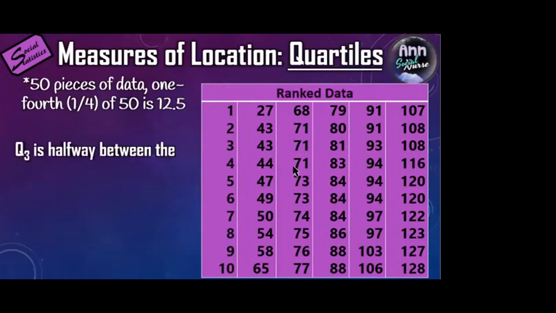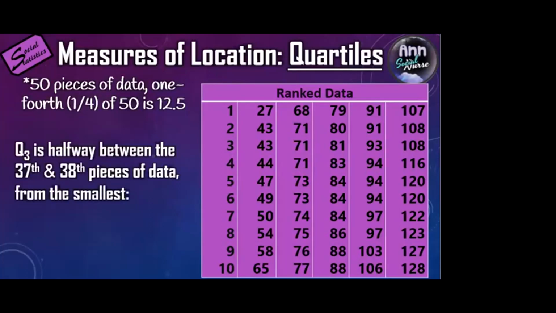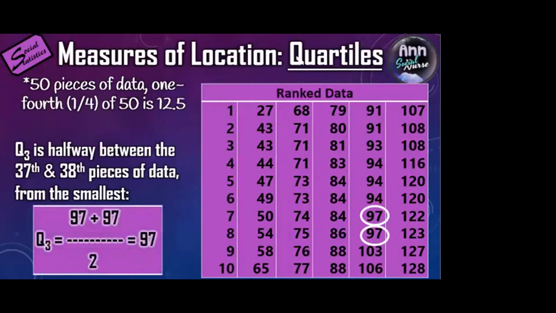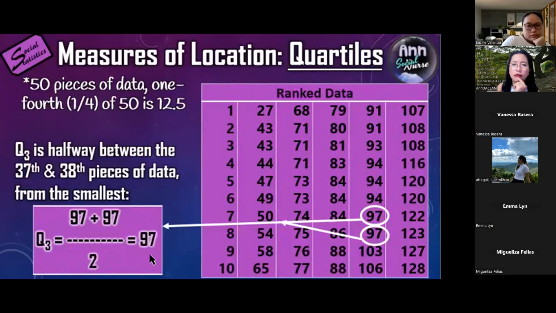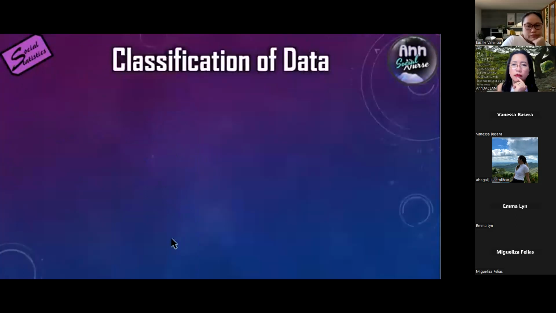On the other hand, Q3 is halfway between the 37th and 38th pieces of data. So this first column here, 10, 20, 30. So the 37th would be this, and the 38th would be this. In that equation here, 97 plus 97 divided by 2 equals 97. So Q3 is 97, Q1 is 71.